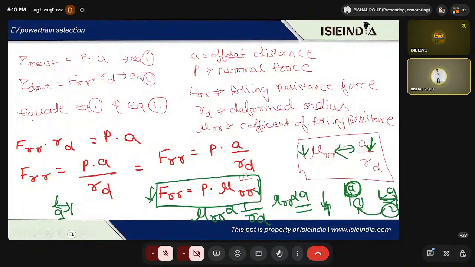So mu RR is inversely proportional to the deflated radius, and it is directly proportional to the offset distance. If your offset distance is high, mu RR will be high, and the force due to rolling resistance will be very high. Whenever we are running a vehicle, we always want there to be an FRR. If there is nil FRR, then our tire can easily slip. So it is required to have a good FRR.